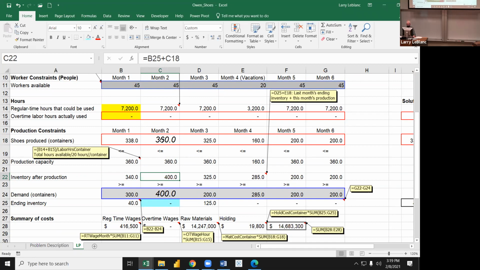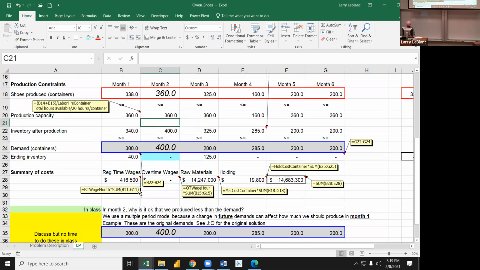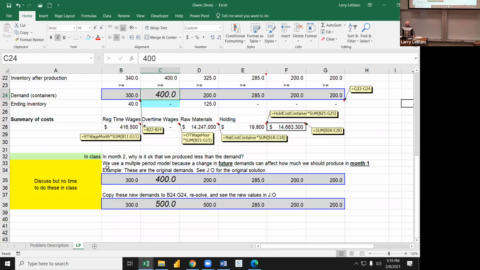In month 2, why is it okay that we produce less than demand? We need 400, we produce 360. Because we had 40 entering, left over from the prior period, exactly. We had 40 units of inventory at the end of last month. In month 2, why is it okay? Because we had the inventory.